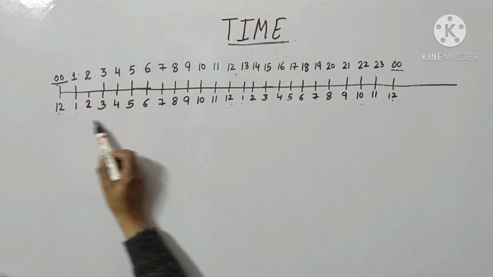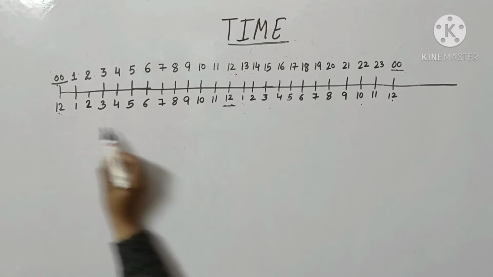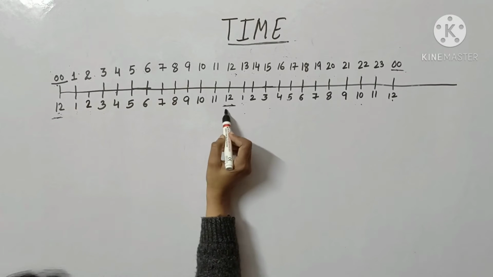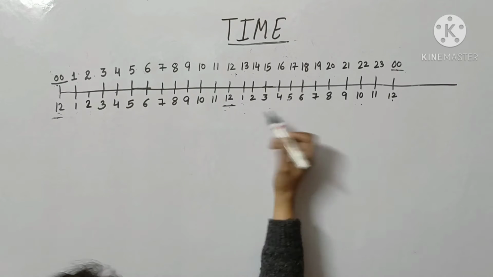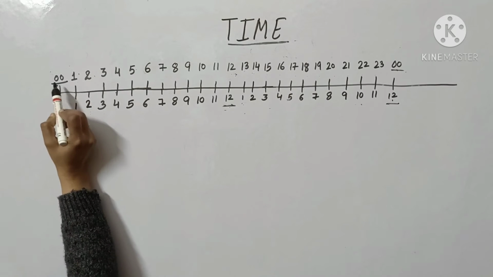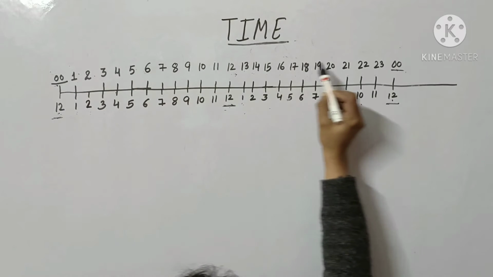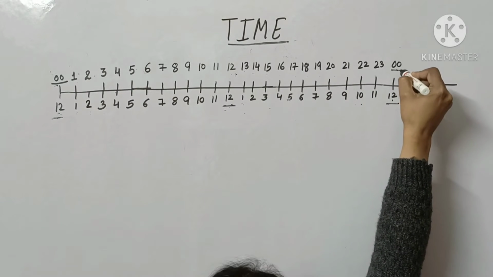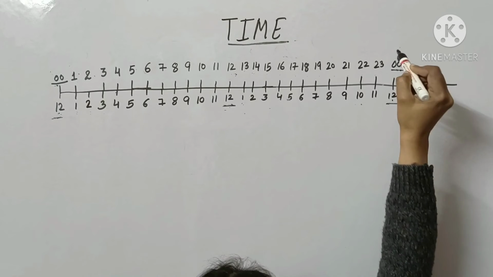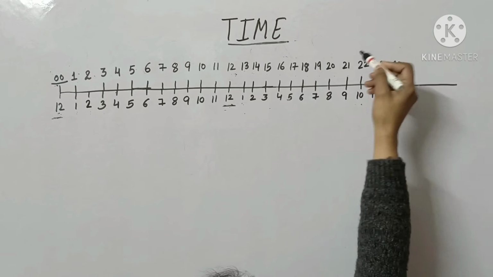But in 12-hour clock time, it has reset here also. Started from here, reached 12, again it has reset and finally reached 12. But in 24-hour clock time, it has started from 0 and moving continuously and reached till 0, 0. At 0, 0 only, it will reset again.